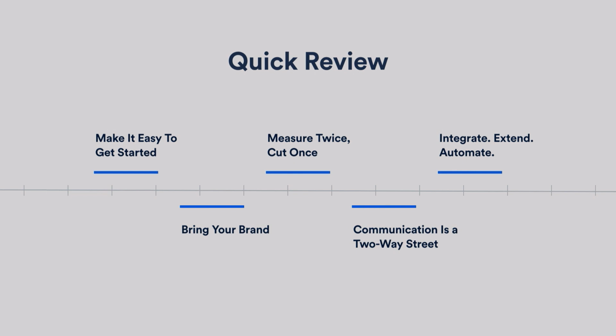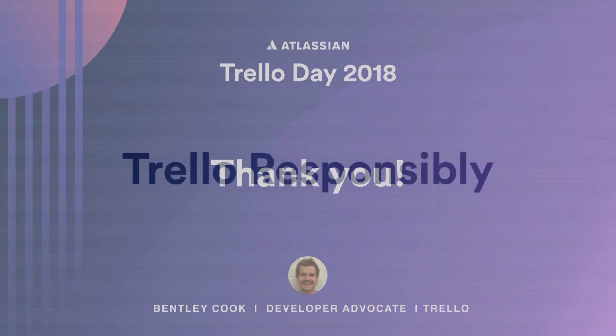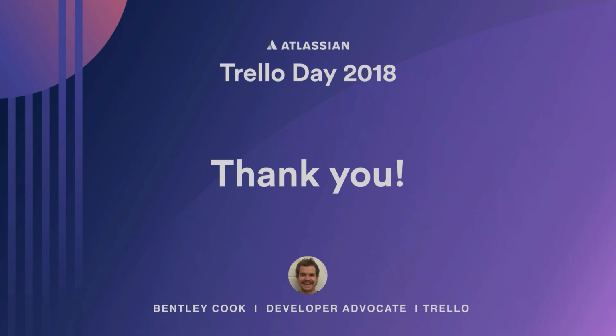And then integrate, extend, and automate. Go enable power-ups. They do some really freaking cool things. But I'd be remiss if I didn't say, with great power comes great responsibility. So Trello Responsibly. Only make content public that you intend for the entire world to have access to. So with that, go forth, make public boards.